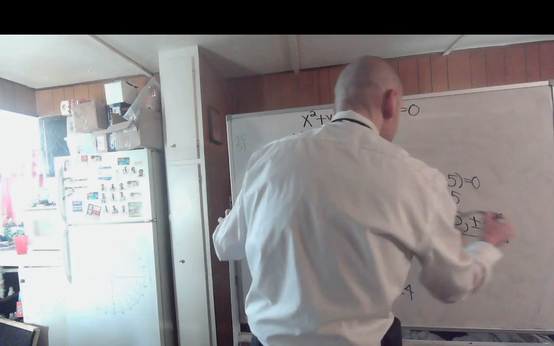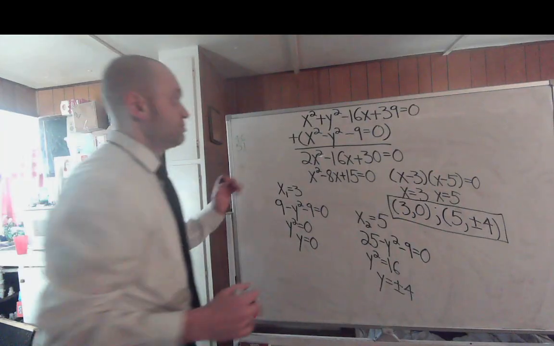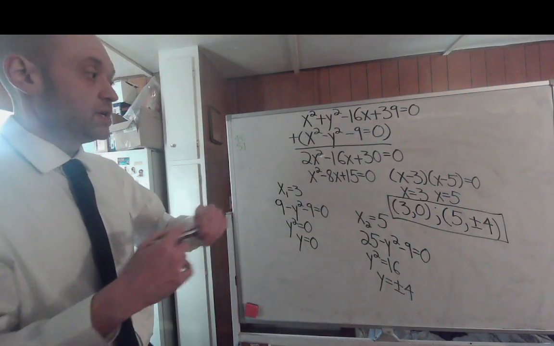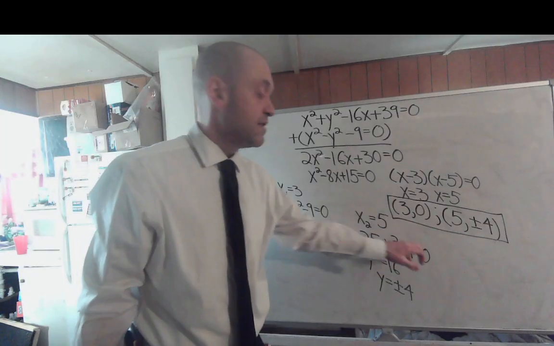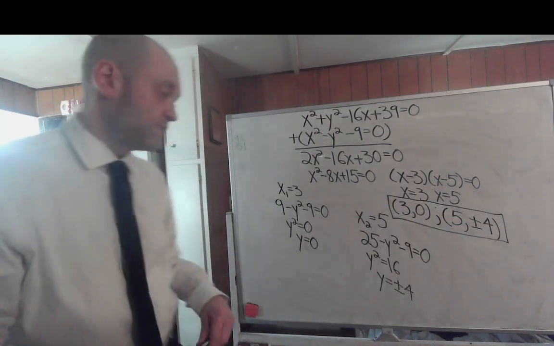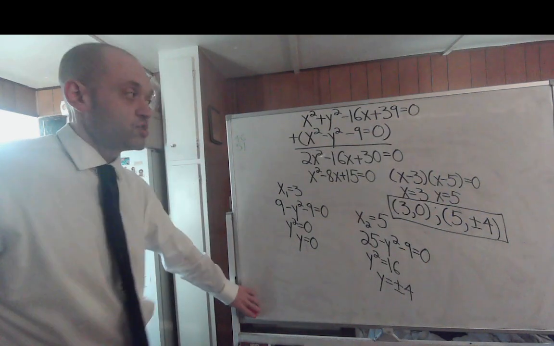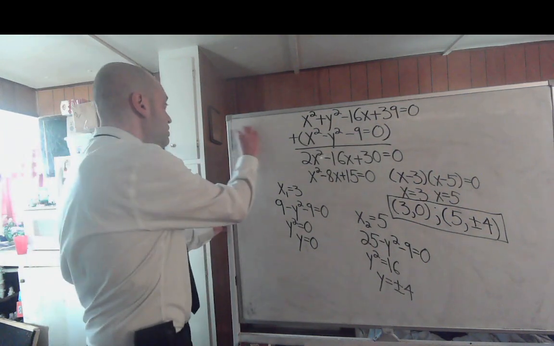So you actually have a total of 3 points of intersection between the circle and the hyperbola. You have 3, 0, and then 5, both plus and minus 4 are your 3 points of intersection. I got just one more here.